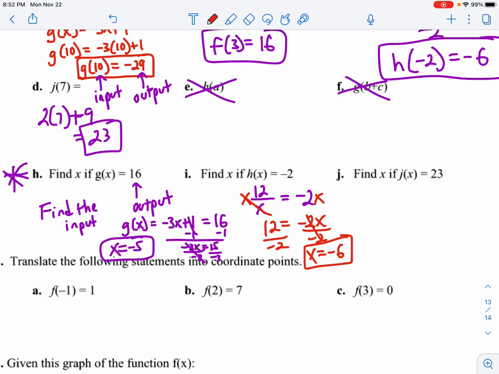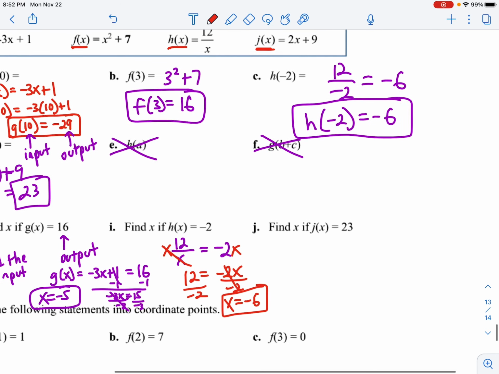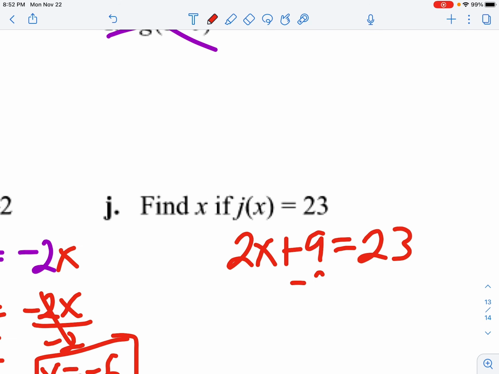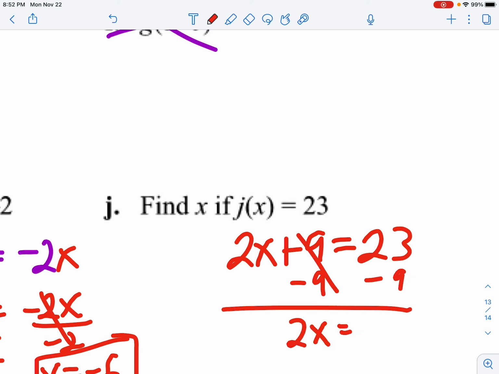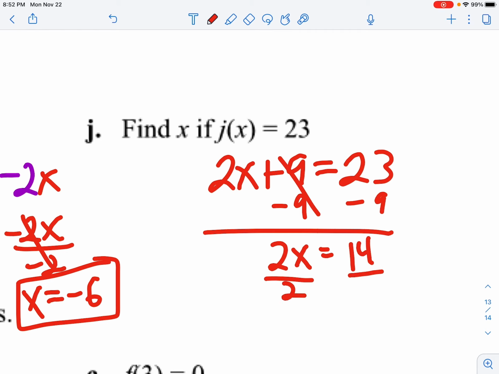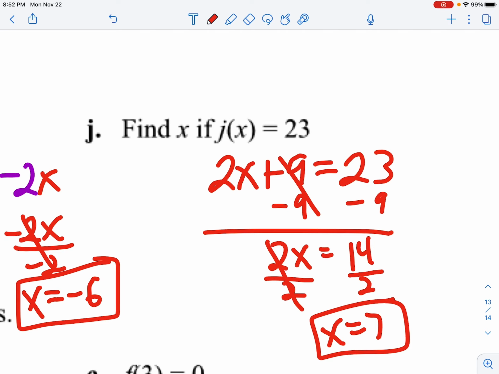Find x if j of x equals 23. Well, j of x is the function 2x plus 9. So set that equal to 23 and solve it. 23 minus 9 is, I'm sorry, not 32, 14. And then divide by 2. 14 over 2 is 7. So that is your input. If you input 7 into the j function, your output would be 23. All right?